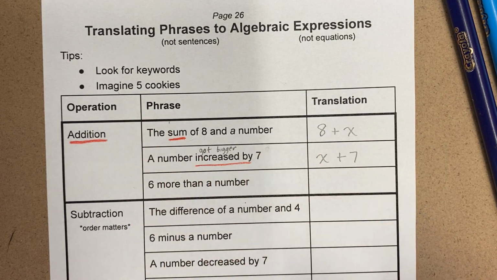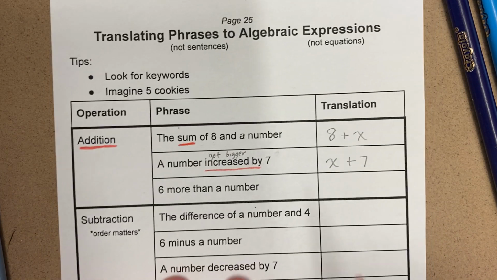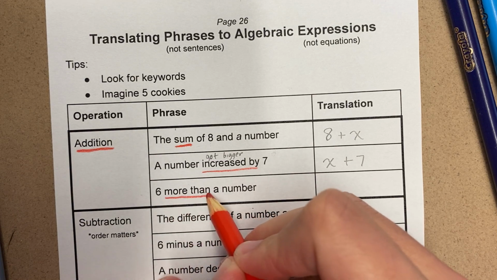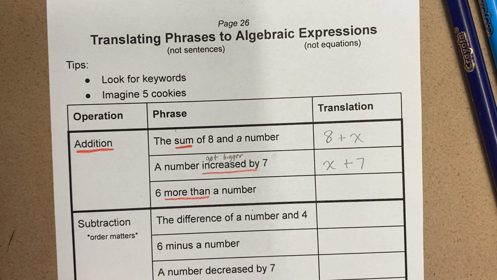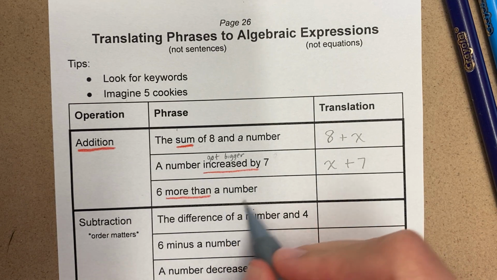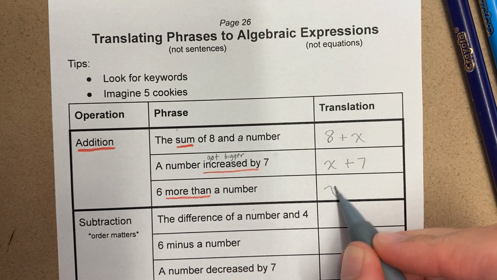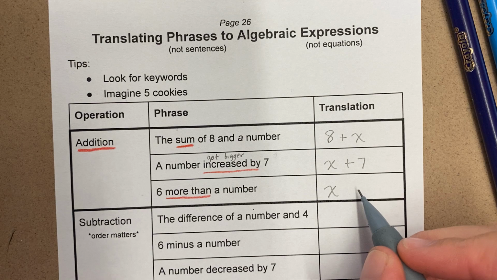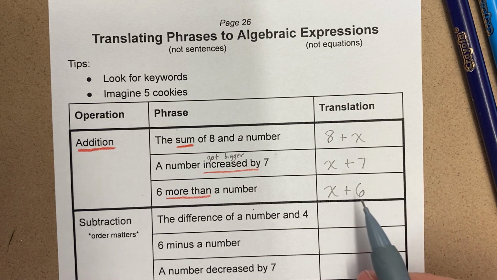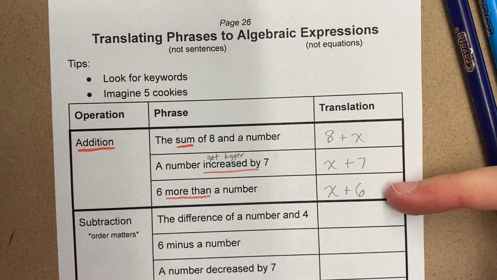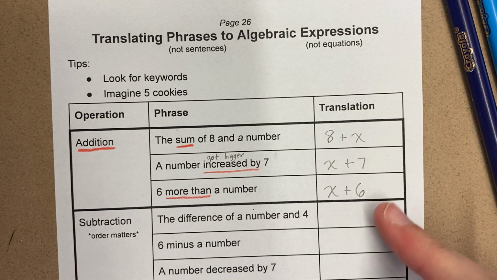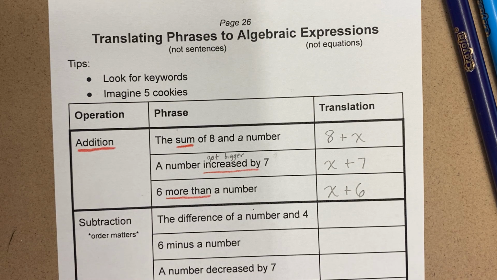It works. Okay, 6 more than a number. Look, 6 more than a number. That means I'm starting with, and this is kind of tricky because you're gonna see the order I write it in. I'm starting with a number of cookies, and then I actually have 6 more than that. Now it turns out with addition, order doesn't matter. So I could have written this as X plus 8, I could have written this as 7 plus X, and I could have written this as X plus 6. The order does not matter with addition. But I've written it in the order that makes the most sense.